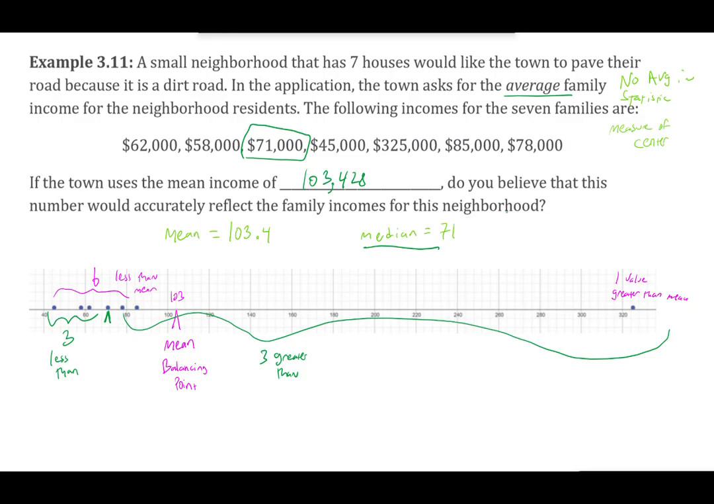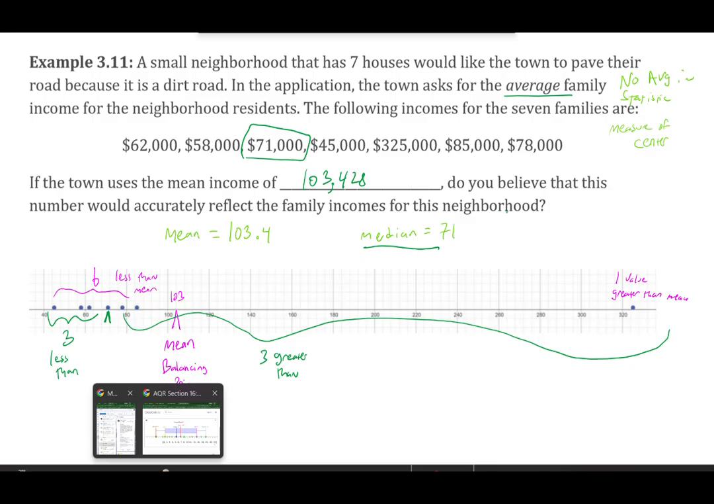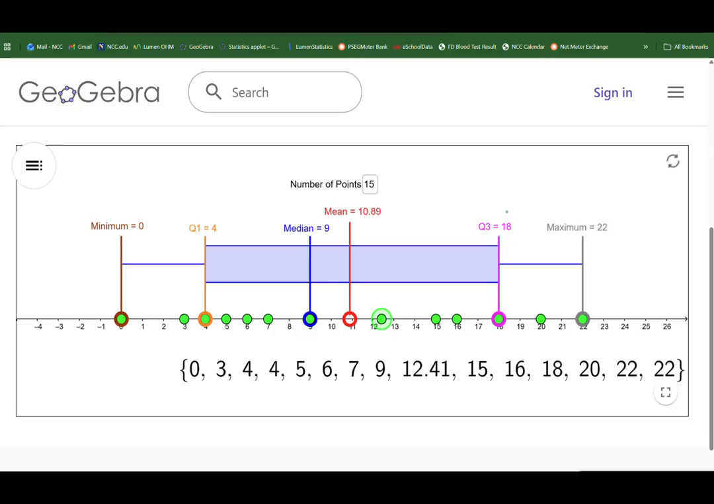And I have one more visual. Give me one second. We'll just switch over to the internet. We have this other visual here that shows a distribution with box and whisker plot on GeoGebra that has 15 data values in it. Now this link is available in the note packets. Feel free to click on the link and mess around with this if you want to. What I want you to notice is in blue, the median, and in red, the mean.